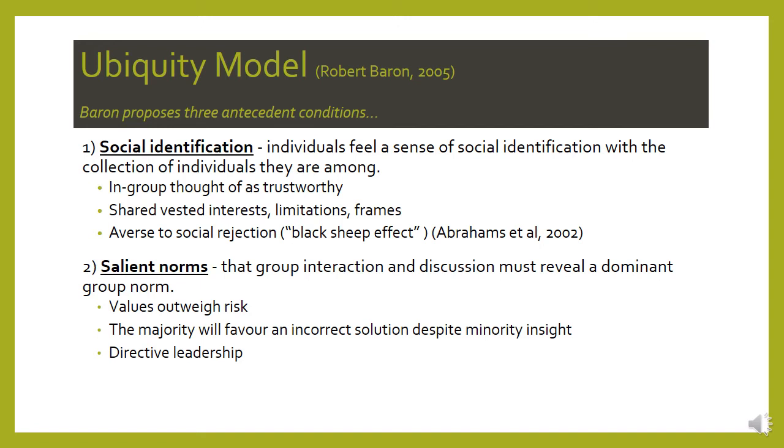Now, I promised earlier that we're going to talk about Barron, who proposed three different antecedent conditions to groupthink. And the reason I want to end this groupthink part of the lecture with this model, this ubiquity model, is because I actually think it reflects a change from when Janis was doing his work to today, which I think is really interesting in organisation.